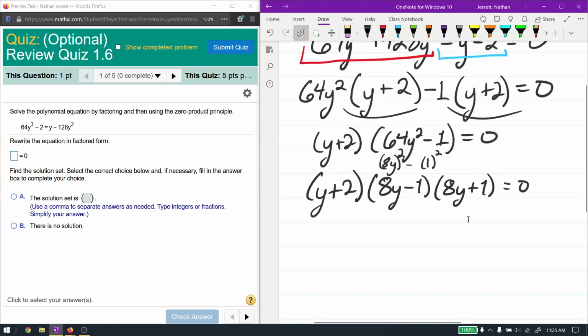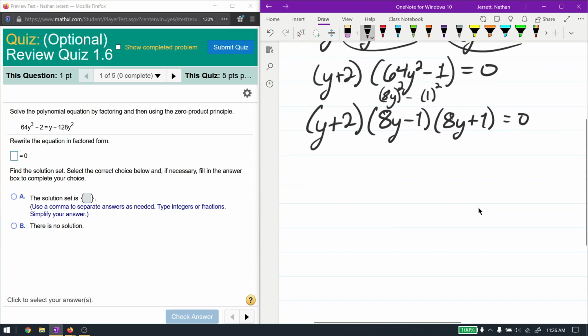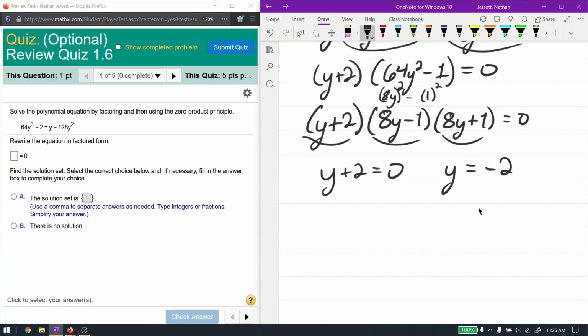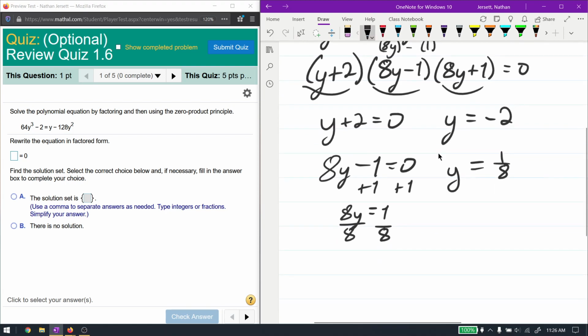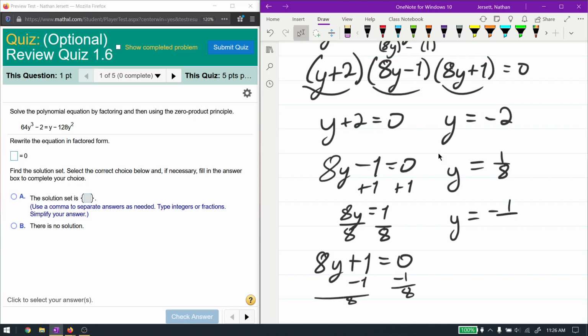The zero product principle just says that this thing is 0 when each one of these things equals 0. So y plus 2 equals 0 when y equals -2. 8y minus 1 equals 0 when you add 1, and then you divide by 8, when y equals 1/8. And 8y plus 1 equals 0. You're going to subtract 1 and then divide by 8. That's going to be when y equals -1/8. So those are our three answers.